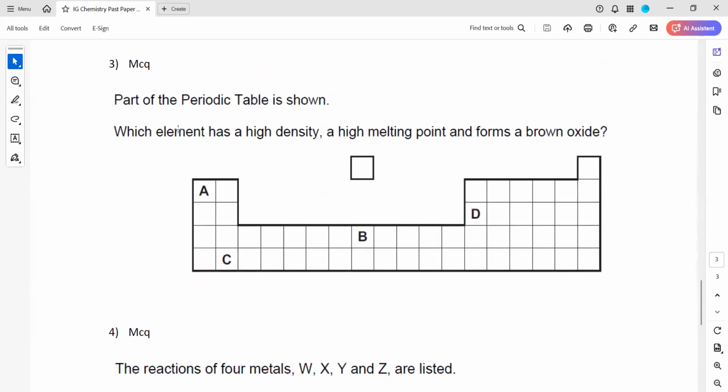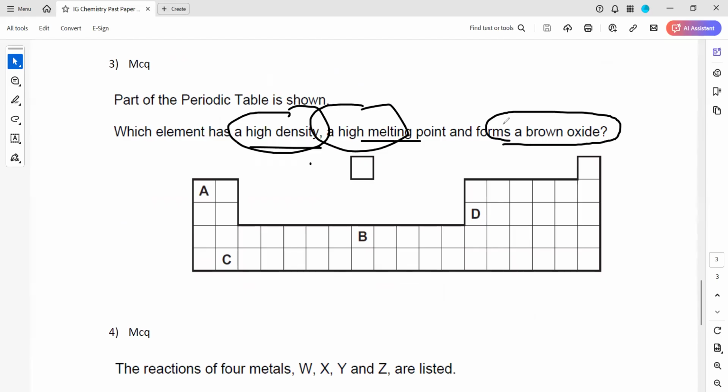The next part of the periodic table is shown. Which element has a high density? So high density, high melting point and forms a brown oxide. What are these characteristics: high melting point, high density and a brown colored compound? These are the properties of the transition elements. Transition elements are found between group 2 and group 3. So B will be the answer. The brown oxide should give an idea that it is forming a colored compound. It can be any color, like red oxide, green oxide, purple oxide, but here it's the color.